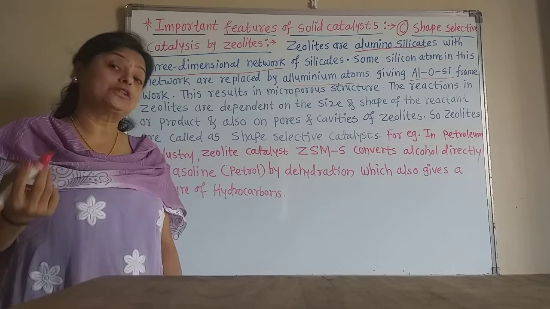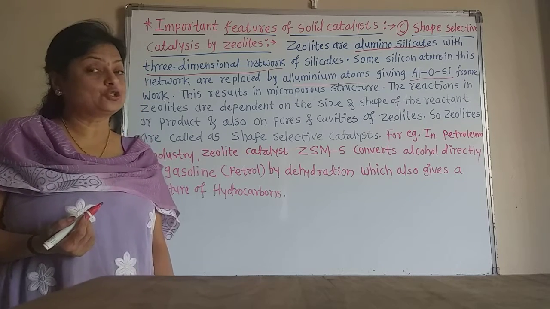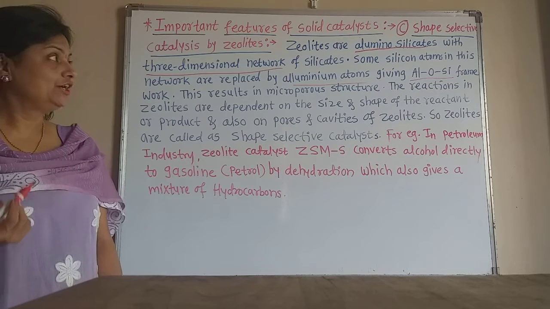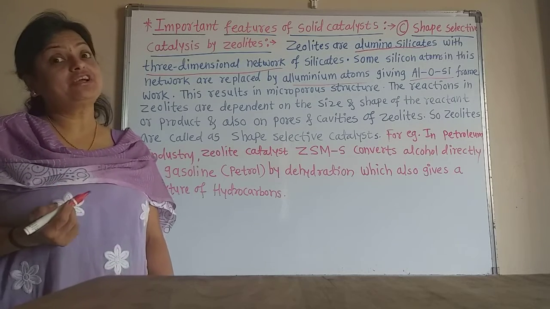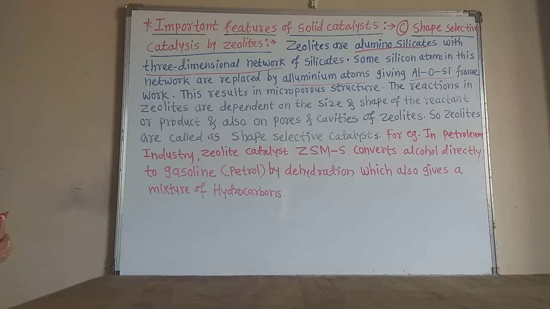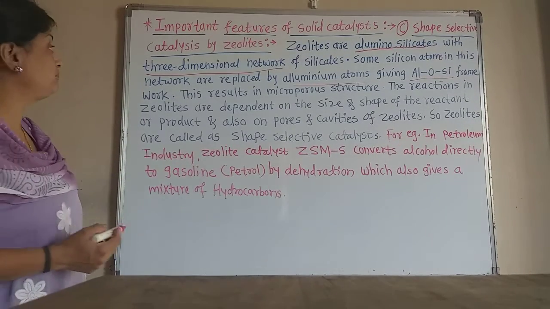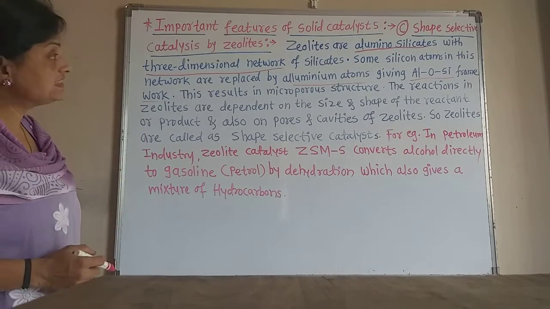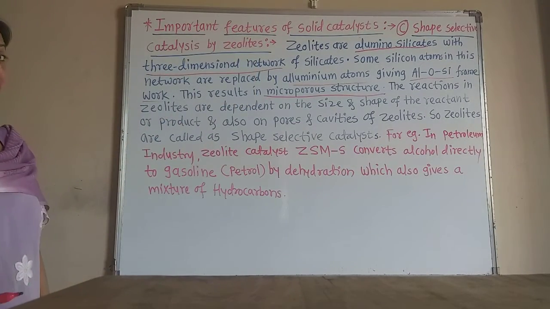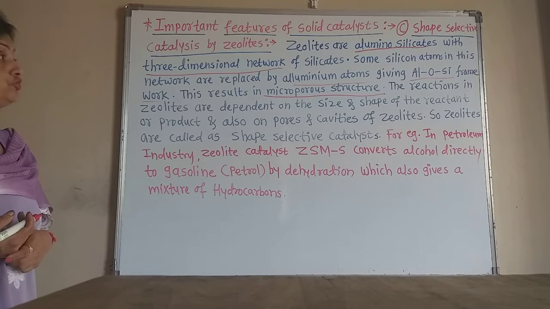Zeolites can adsorb different gases on their surface, and they act as catalysts. Zeolites are also solid catalysts because they have a porous nature due to this Al-O-Si network or framework, three-dimensional framework. So some silicon atoms in this network are replaced by aluminum atoms, giving the Al-O-Si framework. This results in a microporous structure. Due to that, as I already told you, a microporous structure is formed on the surface of the zeolites.